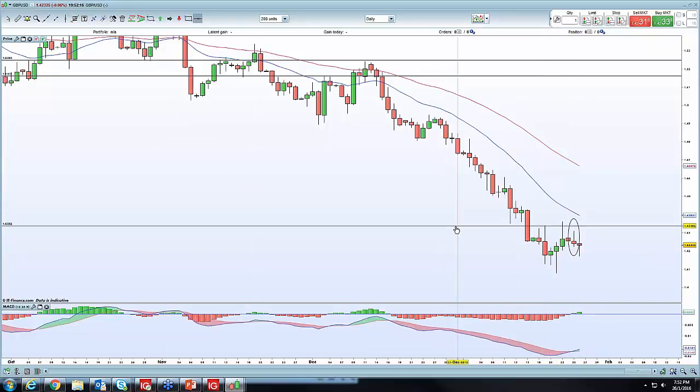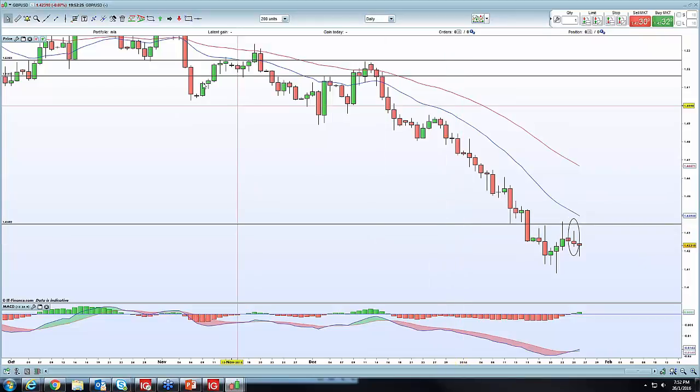Look at this. If I draw a line here, you can tell by the touches around here: resistance, resistance, and right now we made a lower high. This area is around the 1.4350 level. I can see that many touches. It used to be support, now resistance. The moving average is trending to the downside. Momentum is nicely bearish. No divergence on the daily chart.